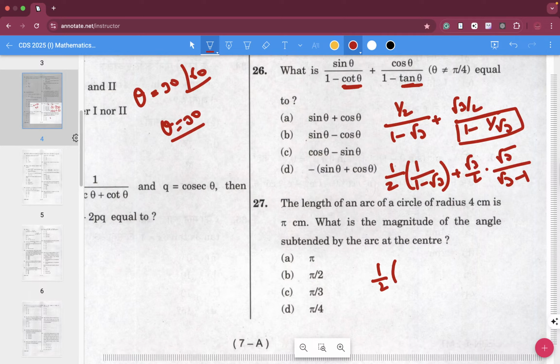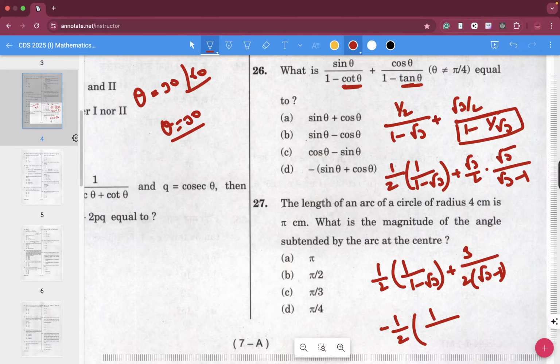1 by 2 into 1 by 1 minus root 3 plus 3 divided by 2 into root 3 minus 1. Okay, right? 2 into root 3 minus 1. If I take minus common over here, so minus 1 by 2, then it becomes how much? Root 3 minus 1. Okay, this value will flip, isn't it? Plus 3 by 2 into root 3 minus 1. Is that what we have in the picture, folks?